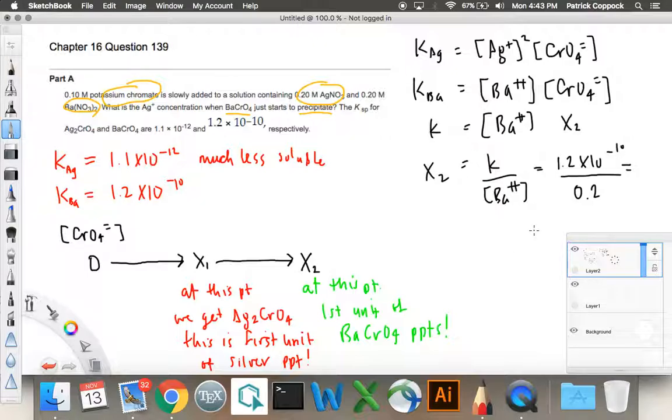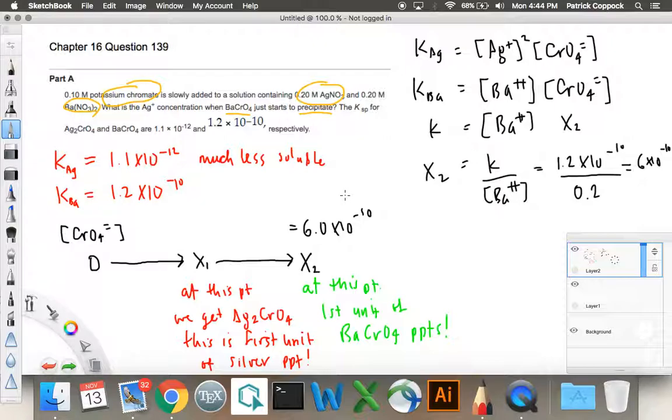Okay. Running out of room here. 6 times 10 to the minus 10. Can you read my writing? Okay. That's the concentration at which we get our first crystal of barium, all right? So this is equal to 6.0 times 10 to the minus 10.